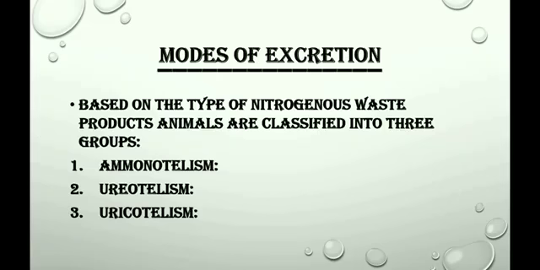Now coming towards the modes of excretion, based on the type of nitrogenous waste. Now we studied about the nitrogenous wastes. There are ammonia, urea, uric acid, creatinine. There are many more. So based on the type of nitrogenous waste products, animals are classified mainly into three groups. They are ammonotelism, ureotelism, and uricotelism. Let's study this in detail, but in such a way that we'll compare all three of them, so it will be easier for you to understand.